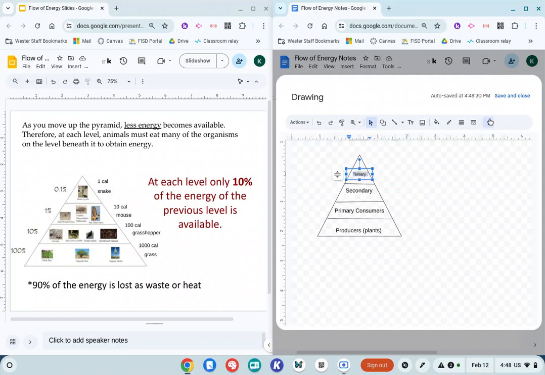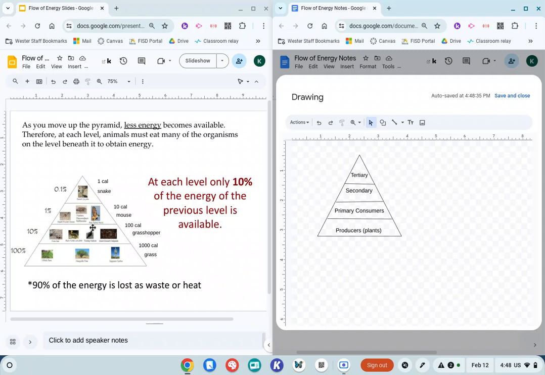It's kind of small. Get a little bit bigger. All right. So this is our energy pyramid. We got the different levels. Now, here's the new thing. I don't know if you all have learned this yet or not.